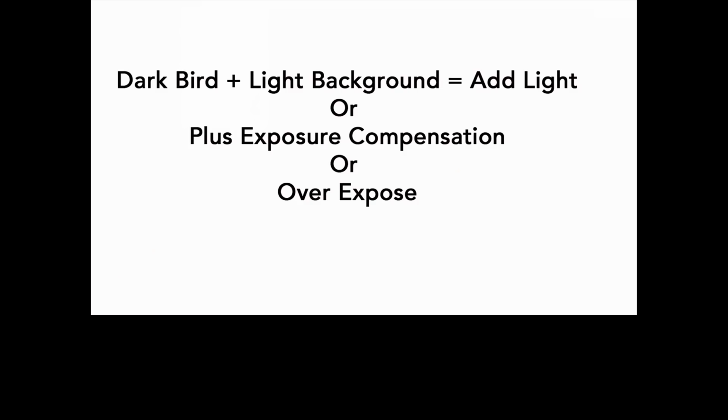If you have a dark bird and a light background, you're going to need to add light. Your camera meter is going to want to make everything 18% gray, and so the bird's going to be too dark. So by overexposing or going plus exposure compensation, adding light, you're going to lighten up the bird. You might blow out the background, but nobody cares about the background. You want the bird to be really well exposed. And so dark bird, light background, add light.